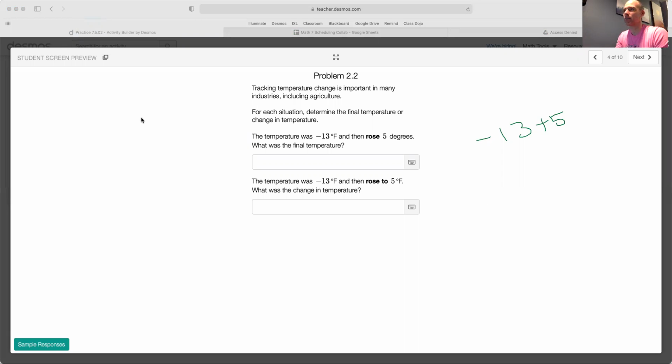If you wanted to think about this on a number line, I like to do vertical number lines when I'm thinking about temperature because it makes me think about thermometers. So let's say 0 is here, negative 13 is here, and we're going to add 5, so we need to go up, right? So this would be negative 12, negative 11, negative 10, negative 9, negative 8, I believe is going to be your answer. I'm kind of trying to circle it there.